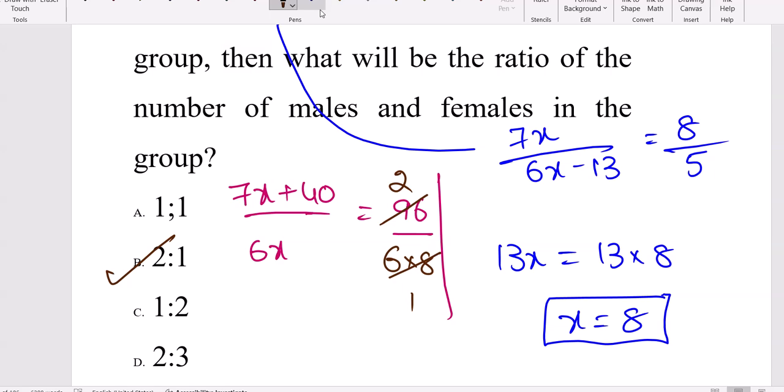You should just try to think, actually 6x minus 13, because 13 people left. Now females right now is 6x minus 13.